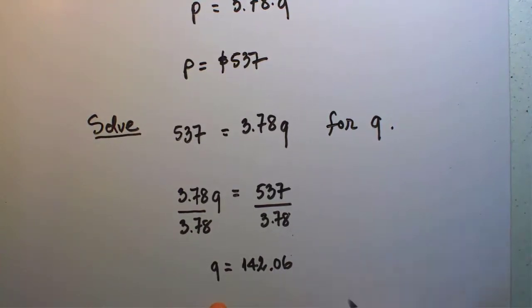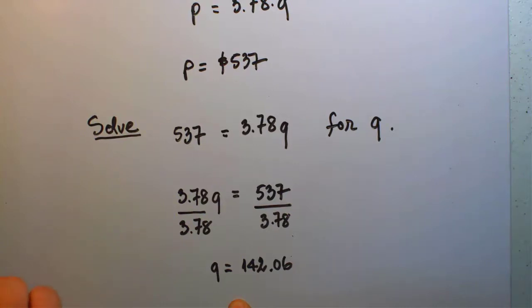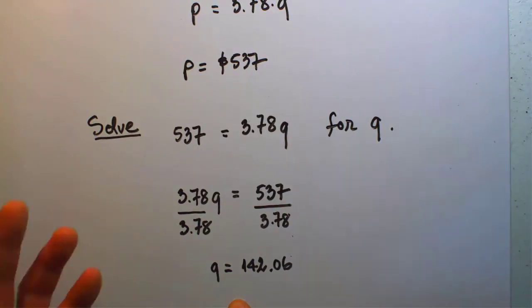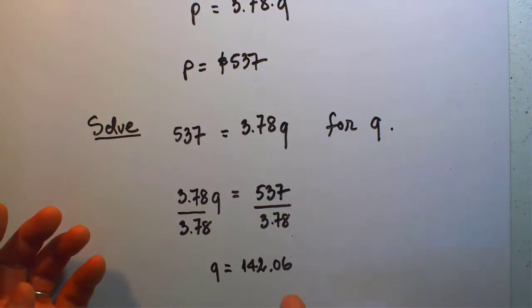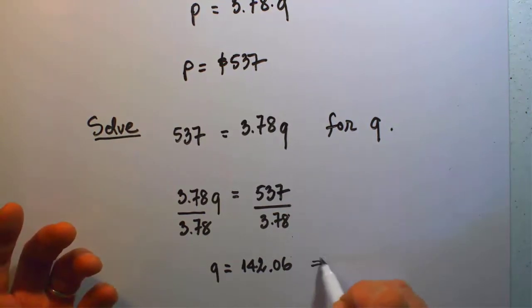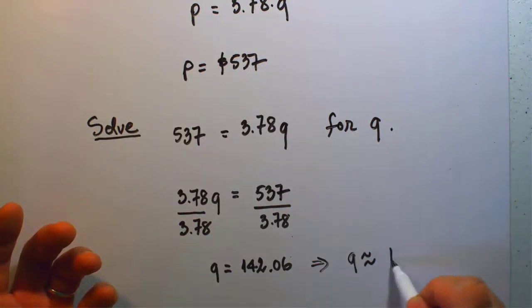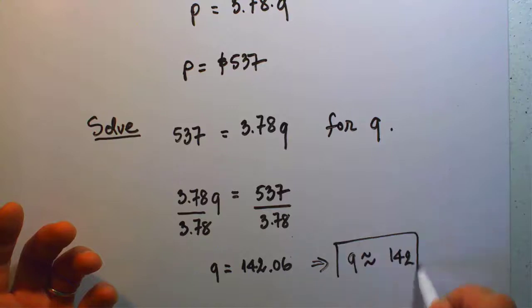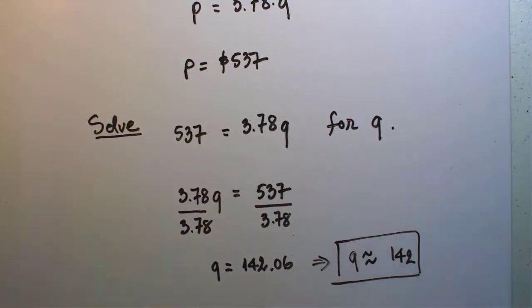Now the calculation has shown 142.06, but keep in mind that the Q variable here represents quantity, the number of units that suppliers are producing and selling. So we can't have a decimal in our answer. We're just going to round to the nearest whole number, so Q here rounds to 142 for this problem. A lot of time when we're doing these supply and demand problems, if quantity comes out as a decimal, we round to the nearest whole value.